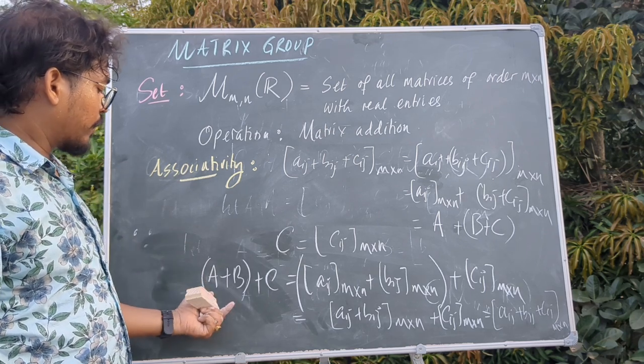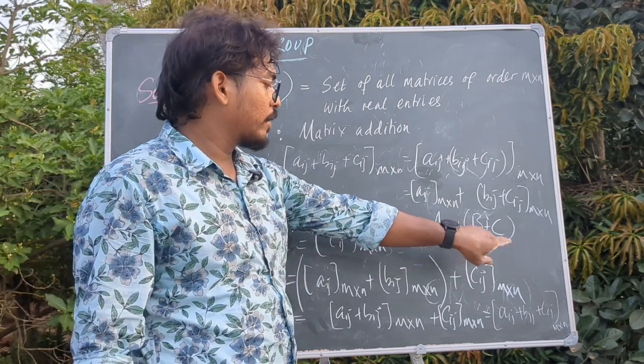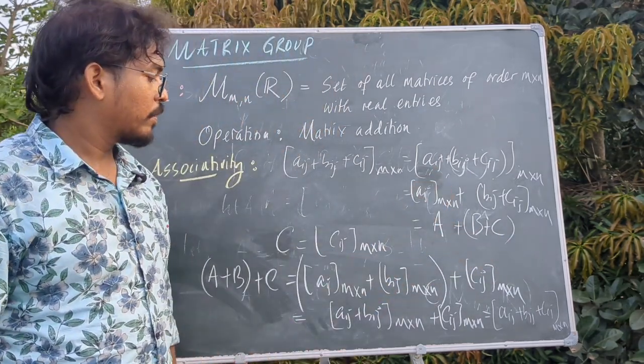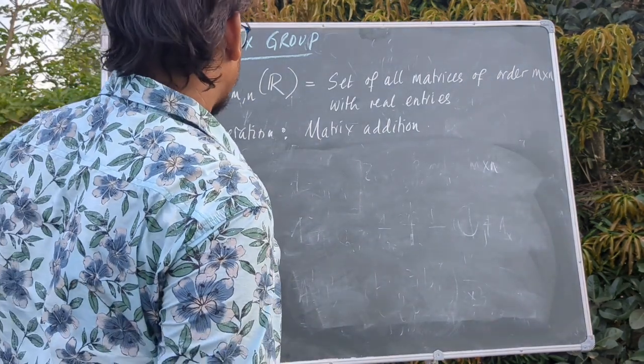A plus B, add A plus B first, then C. It is same as keep A, then first add B plus C, then add that with A. So associativity holds. And now we see identity.